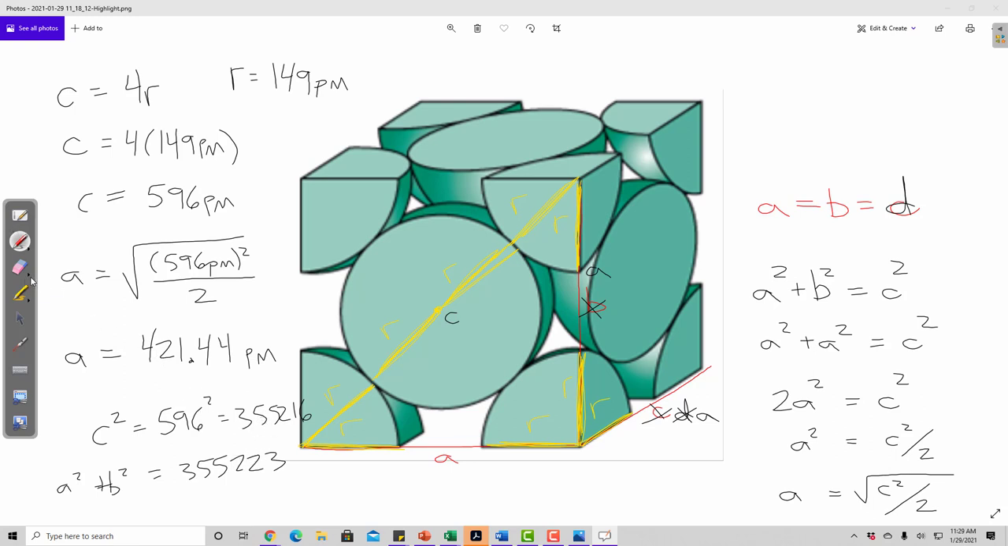So we know what A is now. We have the length of A. And so to find the volume of this unit cell, I just have to have A times A times A, length times width times height. So 421.44 cubed. So the volume of this unit cell is 7.48 times 10 to the 7th picometers cubed, cubic picometers.